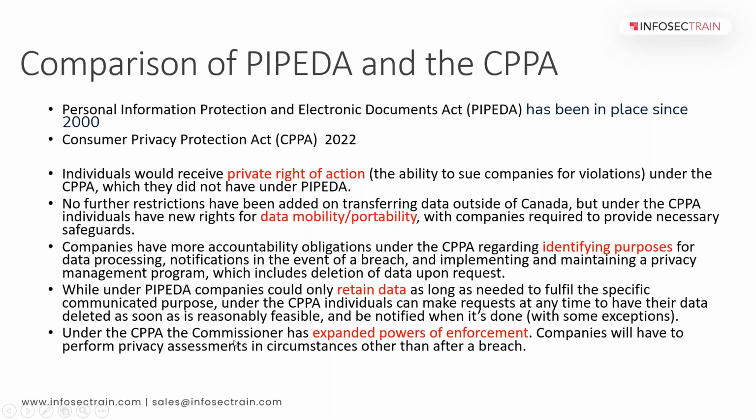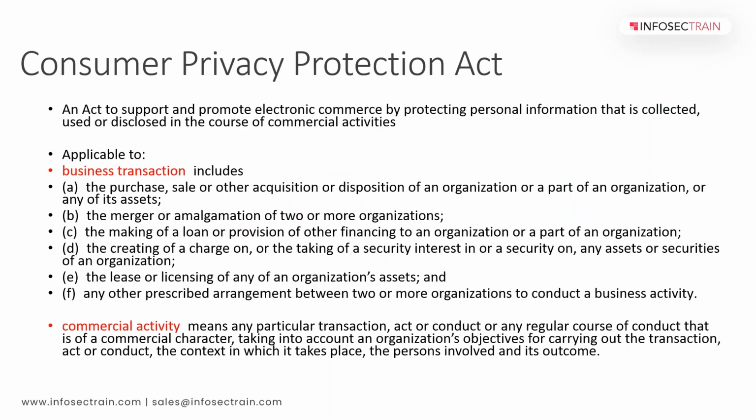Under CPPA, the commissioner has expanded powers of enforcement. The information is already protected, but the right is now given to individuals so that they can exercise their rights. That's a major change we have seen between PIPEDA and CPPA. CPPA is consumer privacy protection, whereas PIPEDA is only personal information protection. So there is a difference here. They protect the information, but individuals were not given rights to make choices. Now that is what is given as part of the latest one.